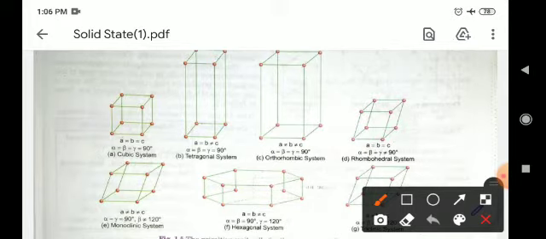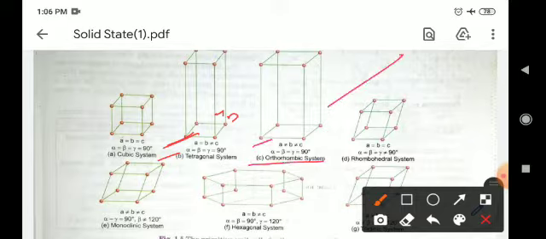But in the case of the tetragonal system, a and b will be equal but c will not be equal. So a equals b not equal to c, but the angles between the edges will be 90 degrees, so alpha equals beta equals gamma. In the case of the orthorhombic system, all the edges are different, so a not equal to b not equal to c, but the bond angles will be 90 degrees.